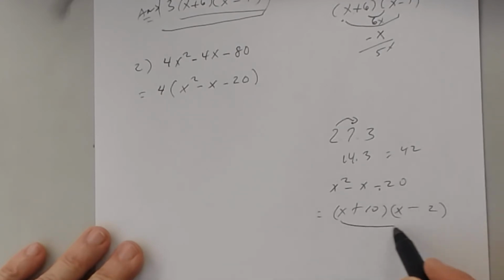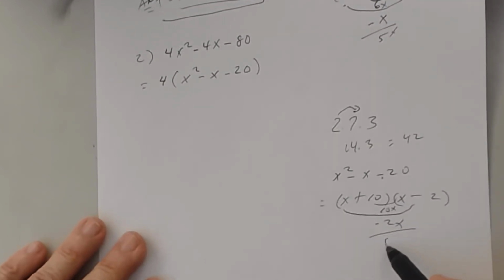What's the outer? Negative 2x. What's the inner? 10x. What are they going to do, add them up? 8x. That's not what I wanted. I wanted a negative x. So 10 and 2 will not work.